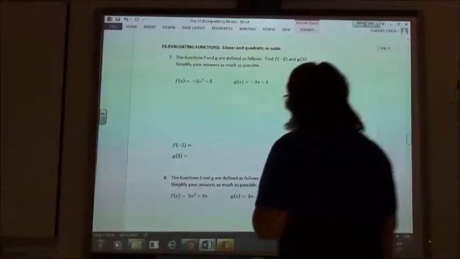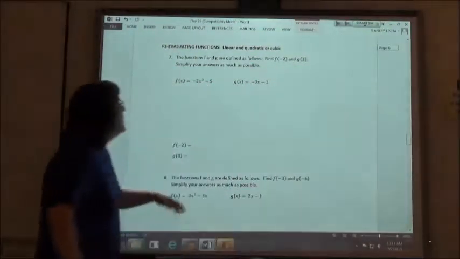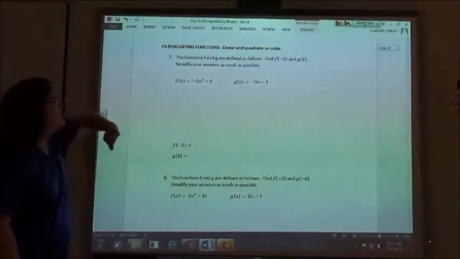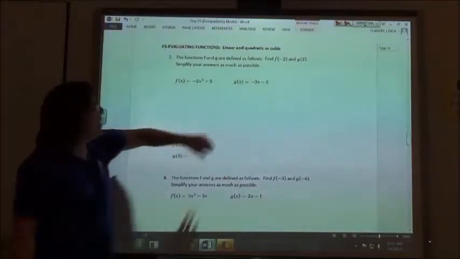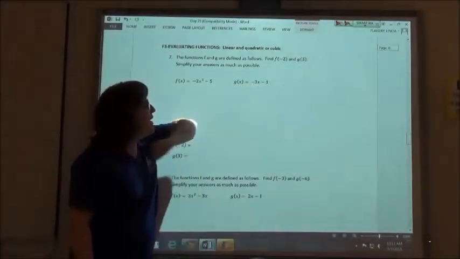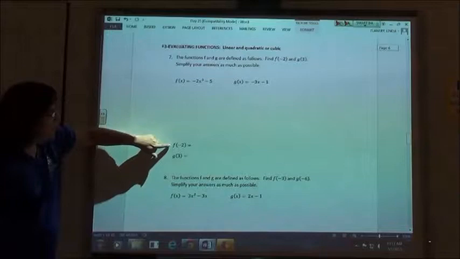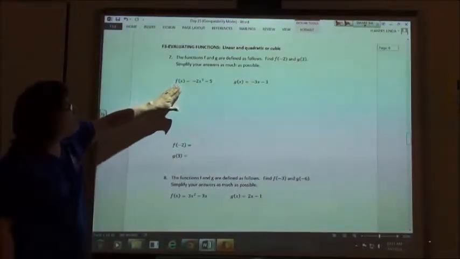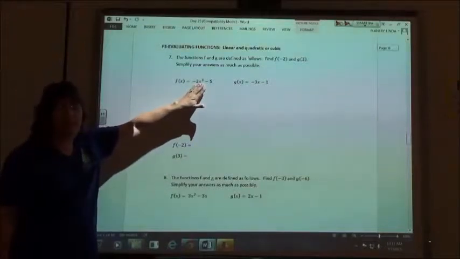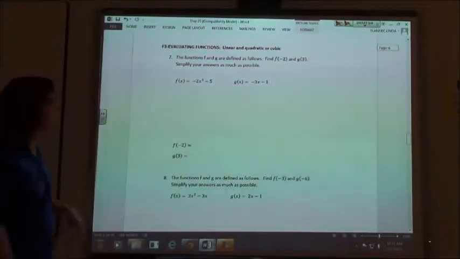Seven, 8, and 9, evaluating functions. So we have functions written in functional notation. F of x is equal to negative 2x cubed minus 5. G of x is equal to negative 3x minus 1. When it tells me to find f of negative 2, I'm looking in the f function and basically just substituting the negative 2 on the right-hand side and finding my number answer.